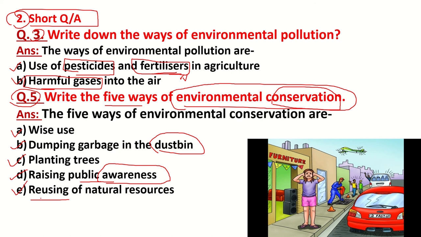Reusing. Reuse means use it again and again. Natural resources, reuse means you use something, and after that, instead of dumping it in the dustbin, you can try to use it again, make it into another thing. Reduce and recycle natural resources, so many ways. Here are 5 things.